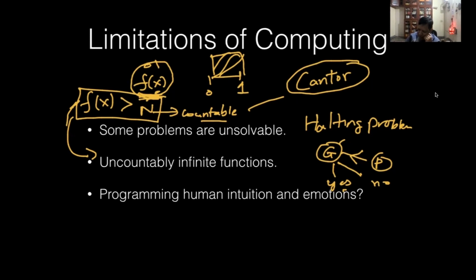Okay, so programming human intuition and emotions. Some people think that it can be done, and all this AI is into it. But I mean, self-driving car or chess champion. Right now, the chess champion is a computer. It's chess champion because it can compute fast, and it also has a lot of database, and it can search fast. But it is not clear that it can get this intuition and emotions.